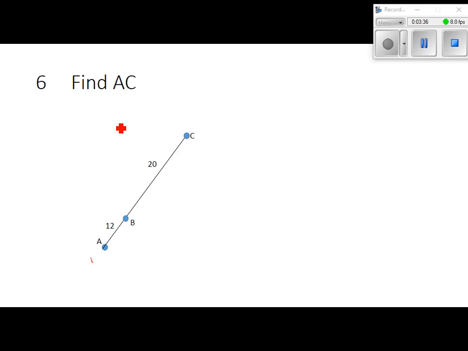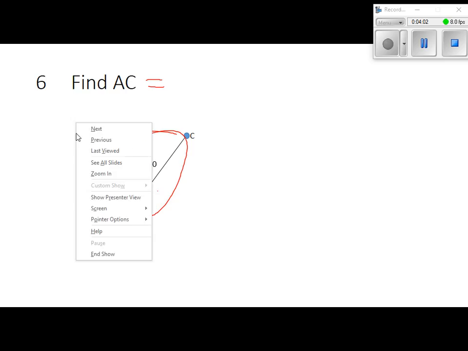To find the length of AC, all you're going to do is use the segment addition property, or postulate. Segment AB plus segment BC should equal the whole thing, and that's going to be your answer. Just this segment plus this segment plus this segment equals the whole thing. Number 7.